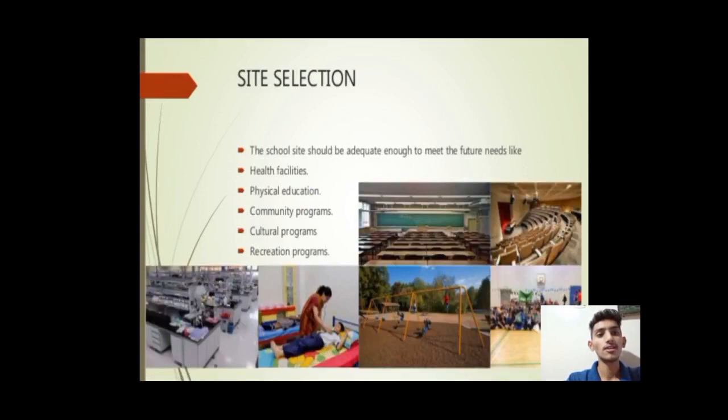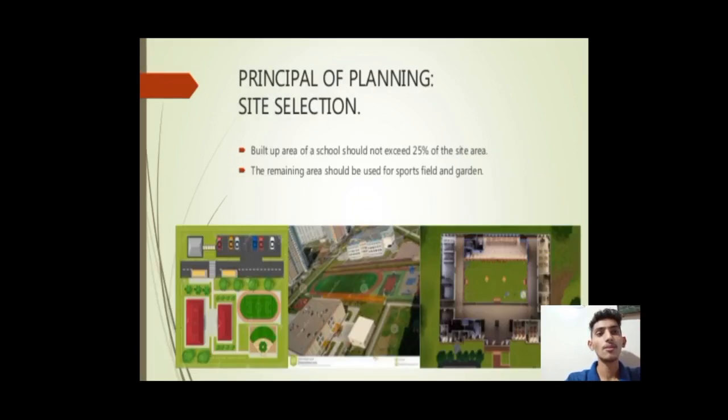Site selection: we can see here in this image, downward, there are shown images. The school site should be adequate enough to meet further needs like health facilities, physical education, community programs, cultural programs, recreation programs. Principle of planning site: built up area should not exceed 25% of the site area. The remaining area should be used for a sports field and gardens.